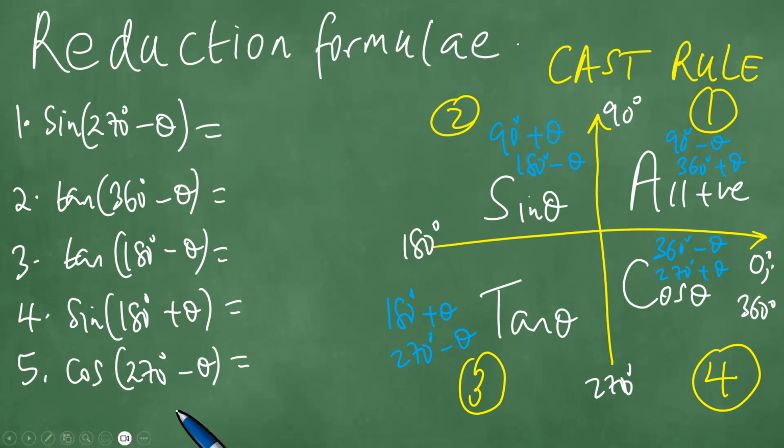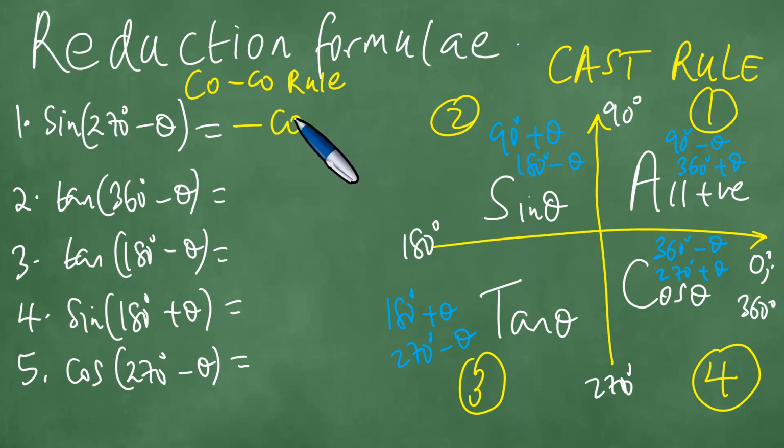Now let's complete this here. 270 minus theta is in the third quadrant. In the third quadrant, the only function that is positive is the tangent function, so the sine itself is going to be negative in the third quadrant. But at 270 degrees, the co-function rule applies, so sine becomes cosine theta.